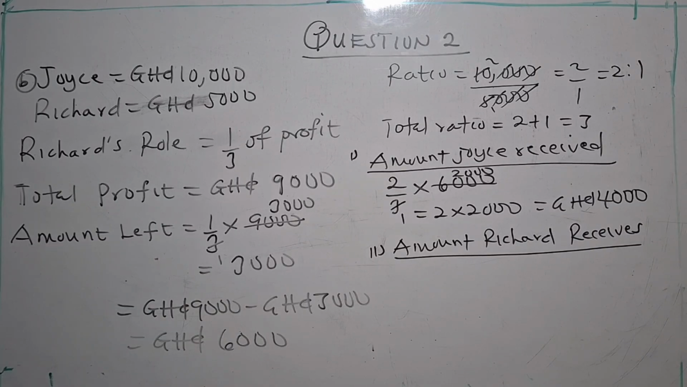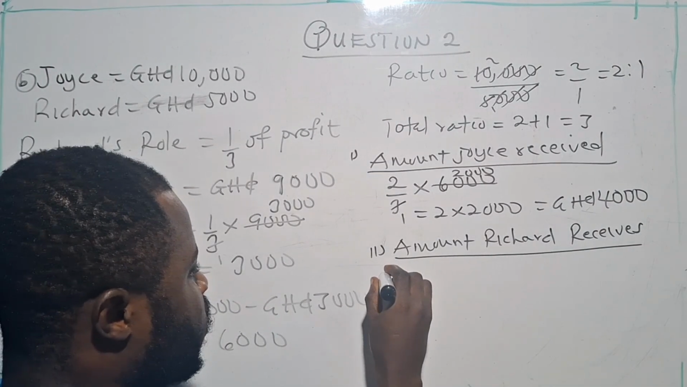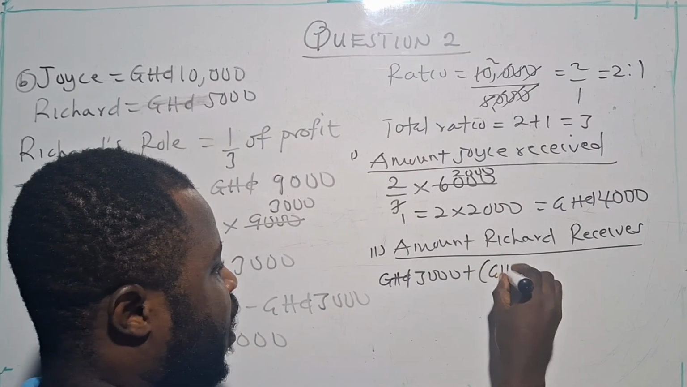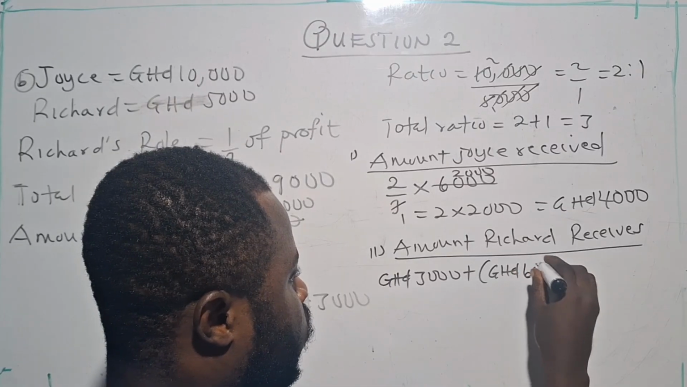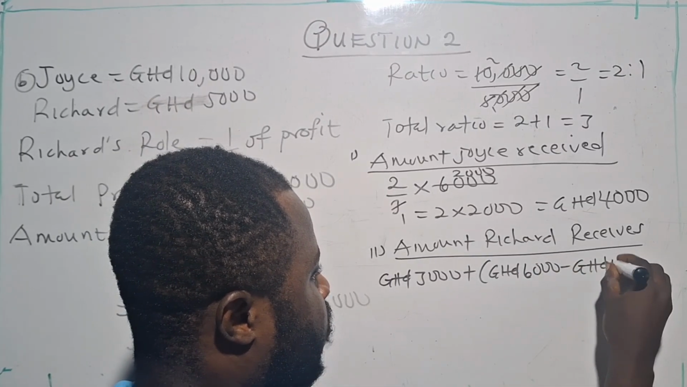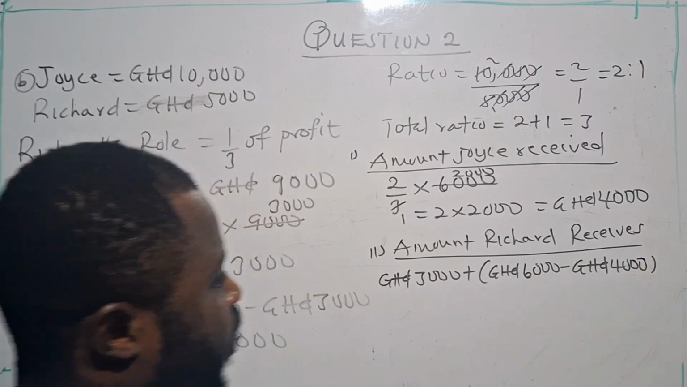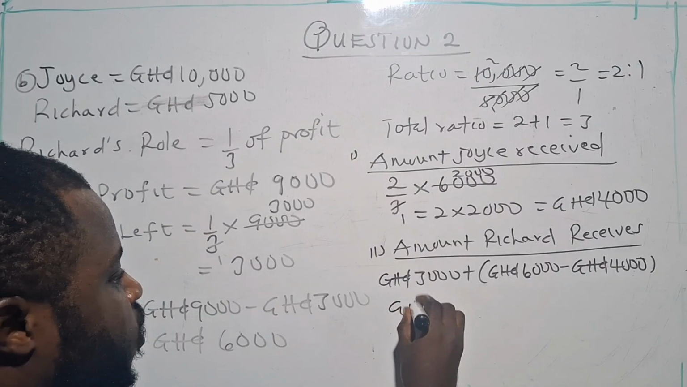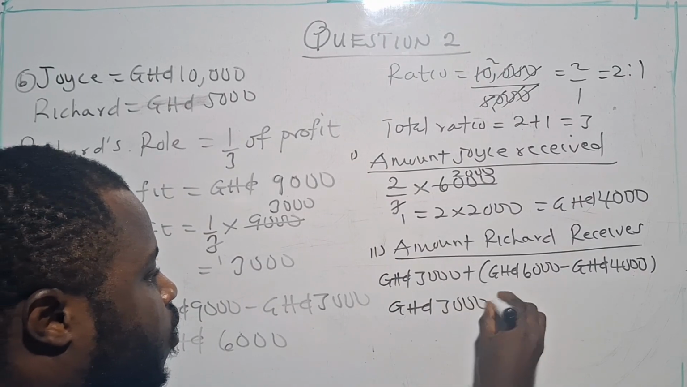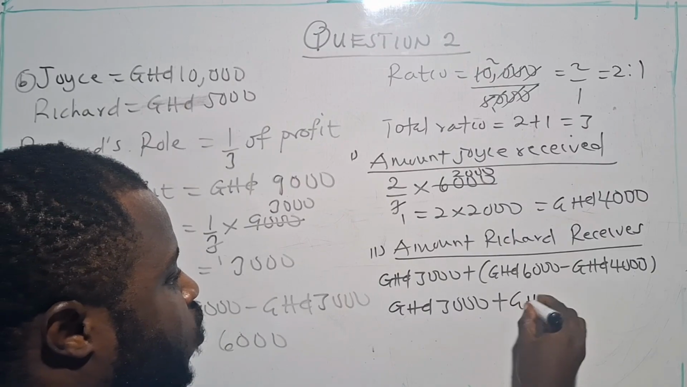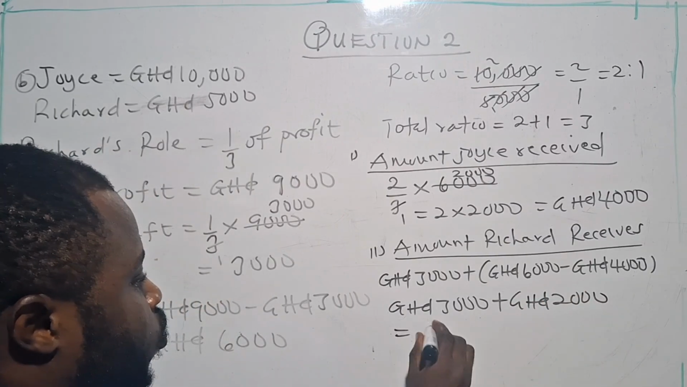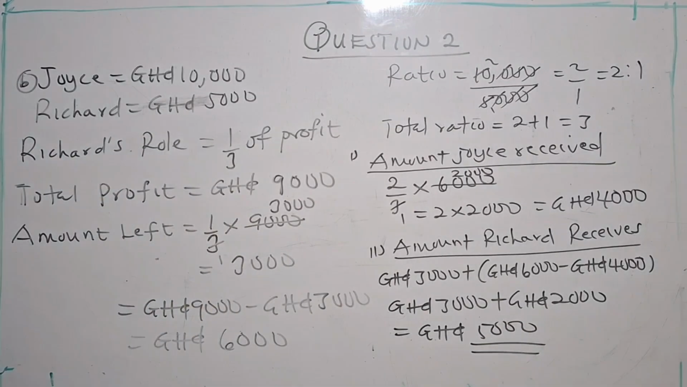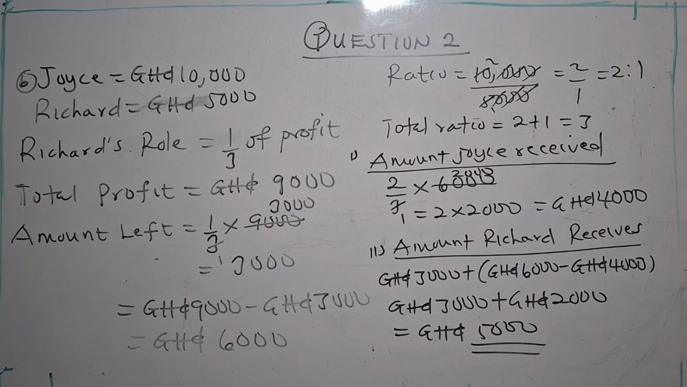Yes, so Richard's amount is going to be the money he has received as the manager, which is 3,000, plus the total amount they shared minus Joyce's amount, which is the 4,000. That will be the total amount Richard is going to receive. This is one way I'm doing it. So this one is going to give me 3,000 plus 6,000 minus 4,000, which is 2,000. So meaning in total, Richard is going to receive 5,000 Ghana cedis.